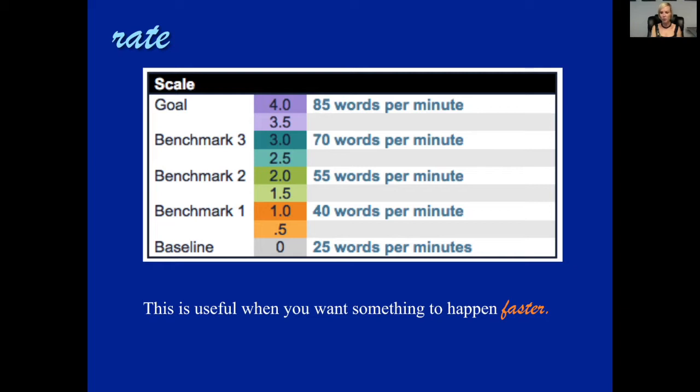Also, earlier someone brought up errors. So how many conventions of writing errors, so maybe spelling or punctuation, and we can do that via rate as well. So we could do number of errors per paragraph or per sentence or per page, depending on the student's current level of development or baseline. So we use a rate when we want something to happen faster. Theoretically, we could use it for something that we wanted to happen slower, but that would be much less common.